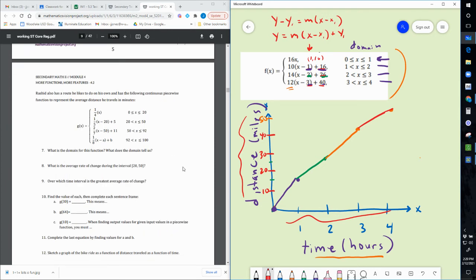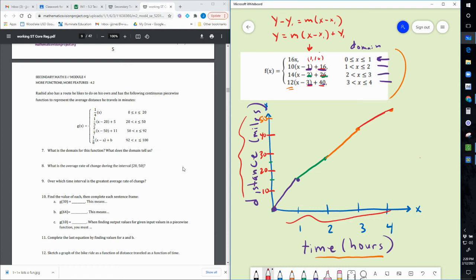So question 7, what's the domain? What does the function tell us? You should be able to answer these questions on your own. Number 8, what's the average rate of change during the interval 20 to 50? What's the average rate of change? So in other words, between 20 and 50, what's the slope of that line? Okay, that's what it's really asking on number 8.